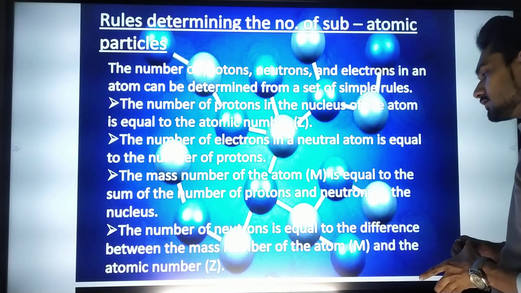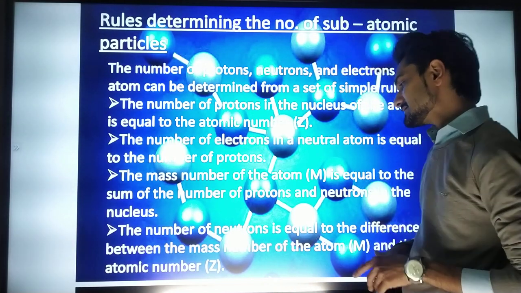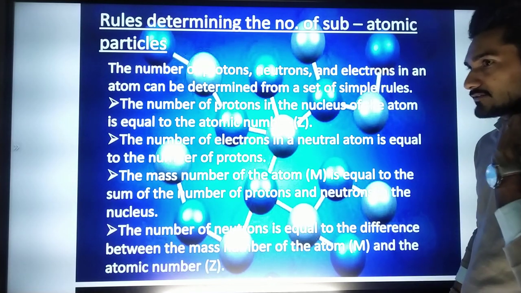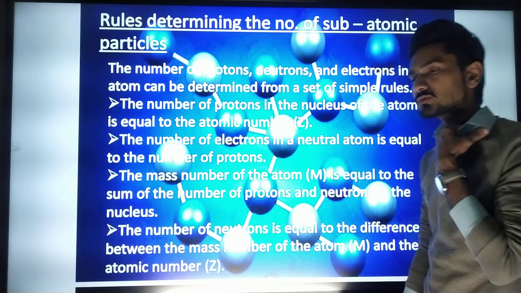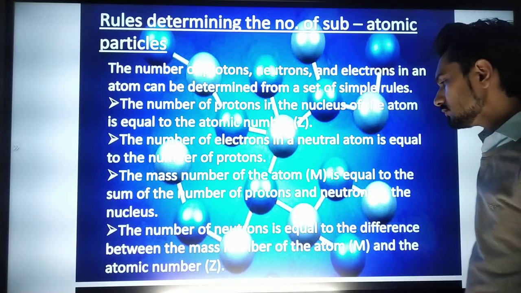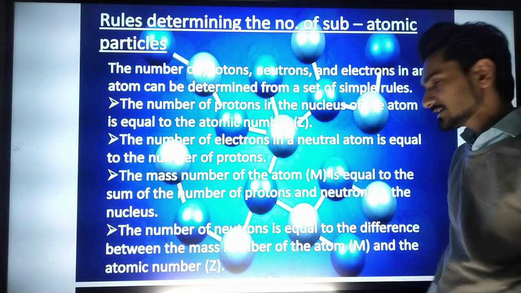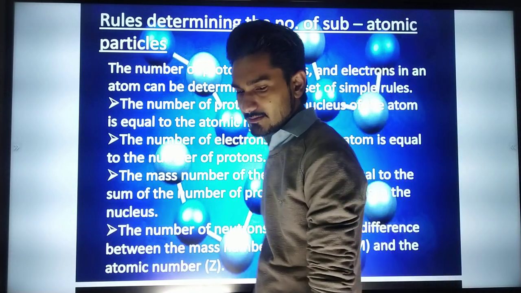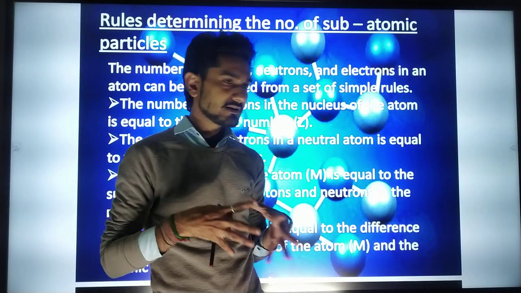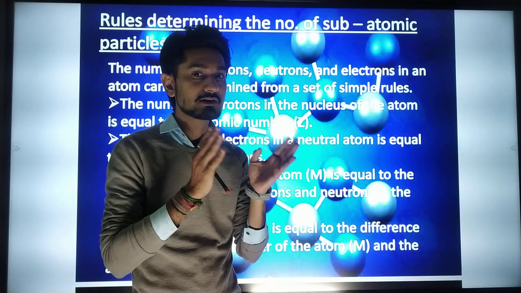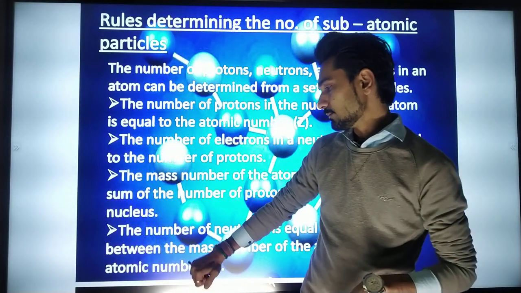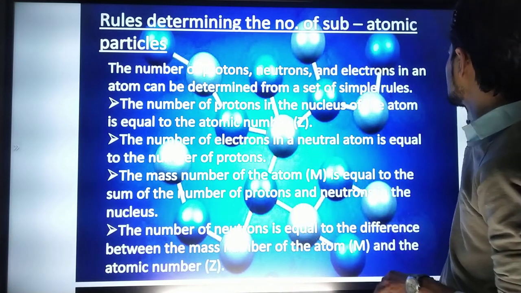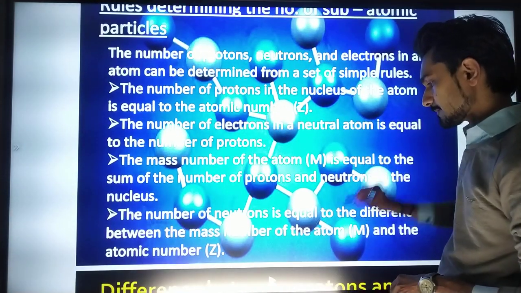The number of neutrons is equal to the difference between the mass number of the atom and the atomic number. See, if we want to find the number of neutrons, we have to find the difference between what? Mass number and atomic number. Again I am saying, if we find the difference between mass number and atomic number, we get the number of neutrons.